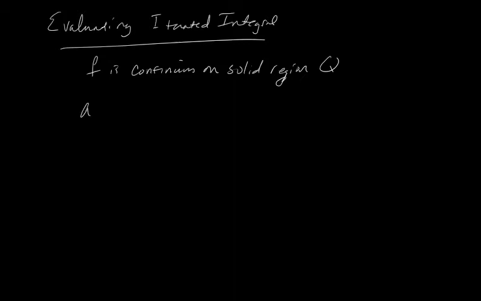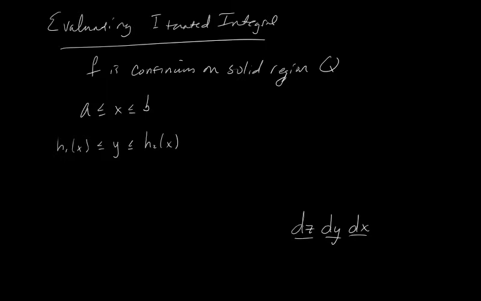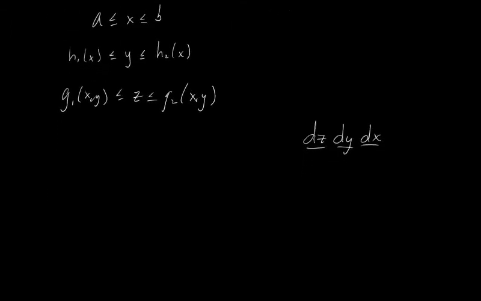So we have a less than or equal to x less than or equal to b. So x is going to be the last, right? We're setting this up for dz, dy, dx. So x is going to have the constant boundaries. y can have boundaries that are functions of x, so h1 of x less than or equal to y less than or equal to h2 of x. And z can have boundaries in both x and y, so let's call that g1 of x, y less than or equal to z less than or equal to g2 of x, y. Then we can set up our integral as follows.